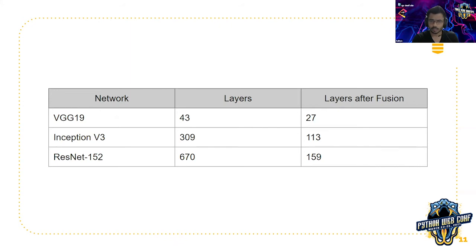This is what TensorRT does after fusing of layers. If you look at the number of layers of VGG19, it has reduced from 43 to 27. If you look at the layers of Inception V3, it has a drastic improvement. It's 309, whereas with TensorRT you will only have to do calculations for 113 layers. And similarly, ResNet 152 goes from 670 to 159. Now, just imagine the computation power that you save, or the multiple function calls that you save for each layer that is fused with another.